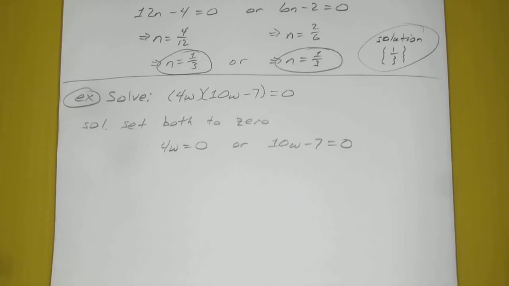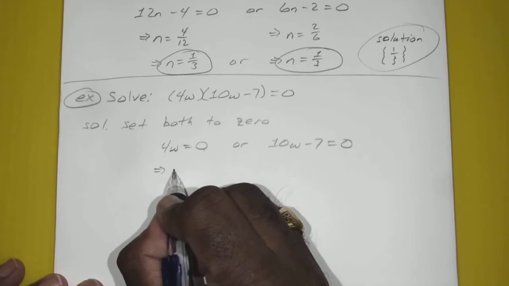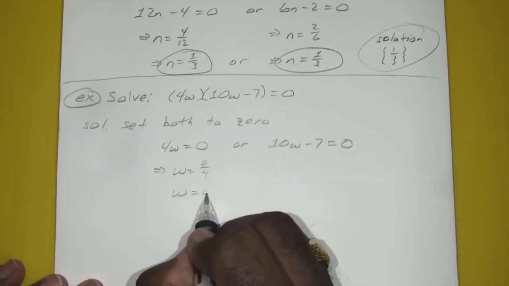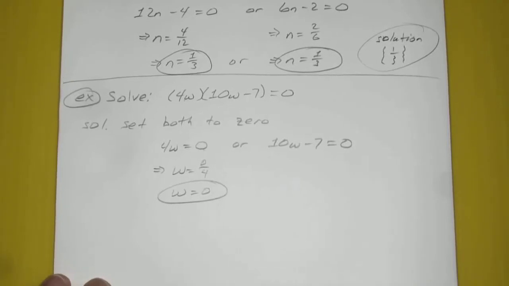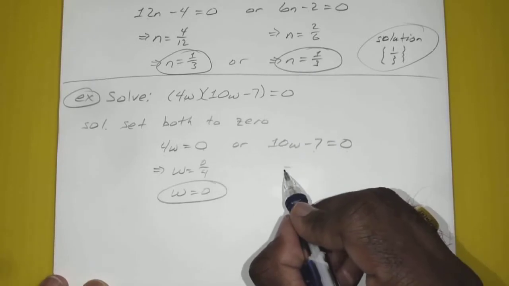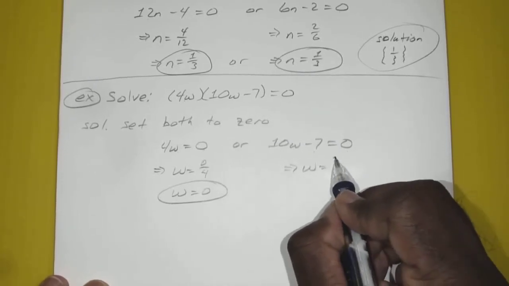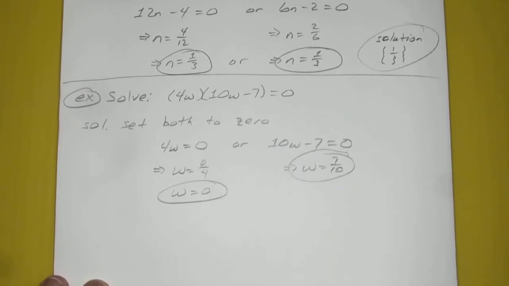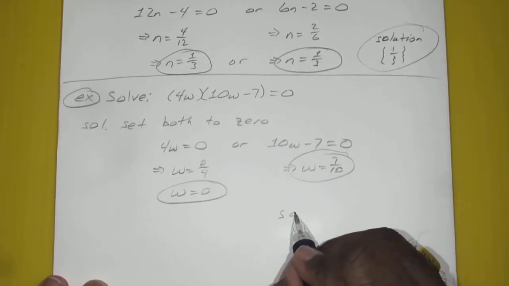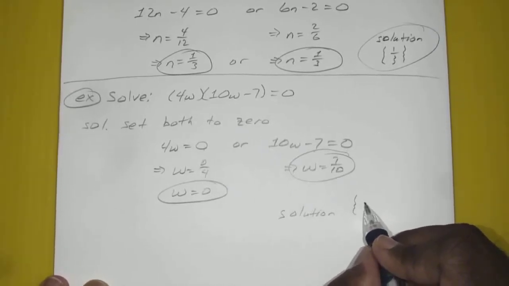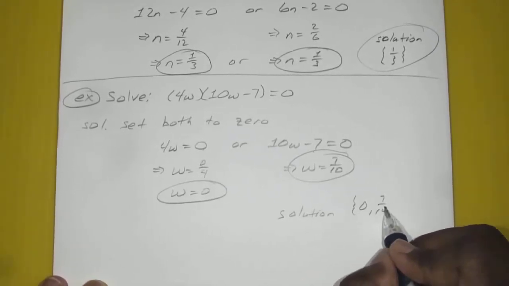Okay. So for this one, if we divide both sides by 4, we just end up with w equals 0 over 4, or w equals 0. If we add 7 to both sides and then divide by 10, we have w equals 7 over 10. So our solution here is just 0 and 7 over 10.